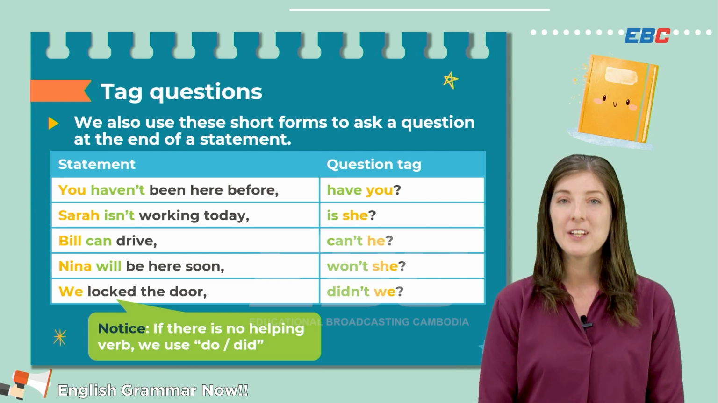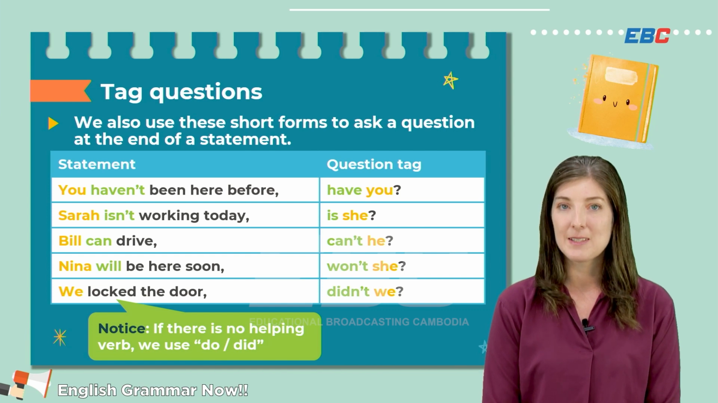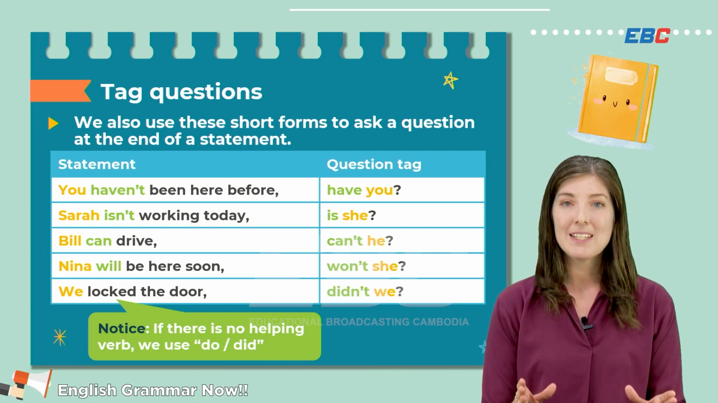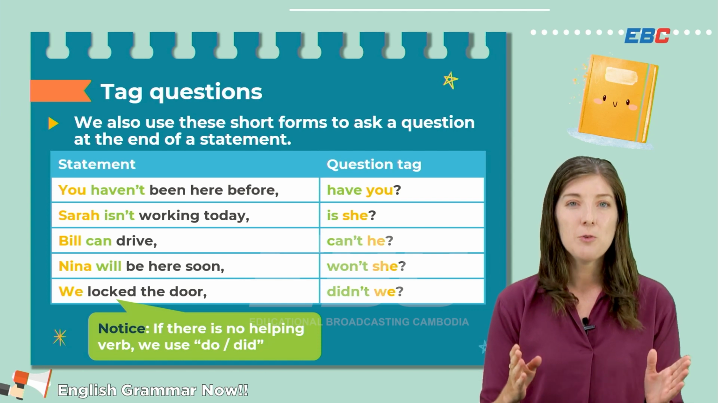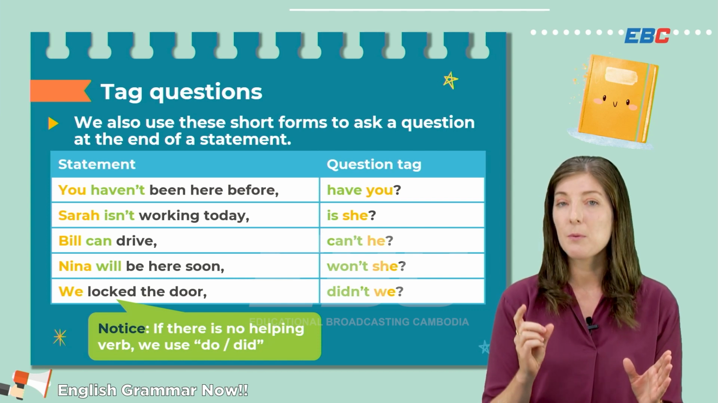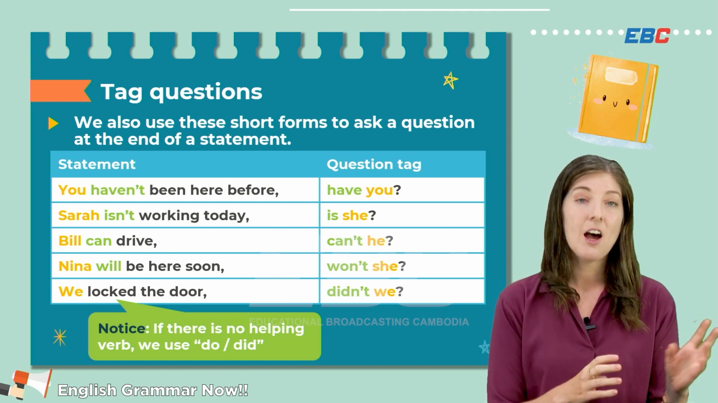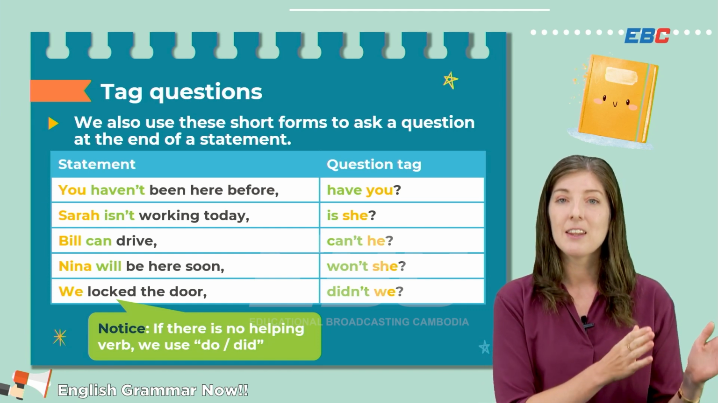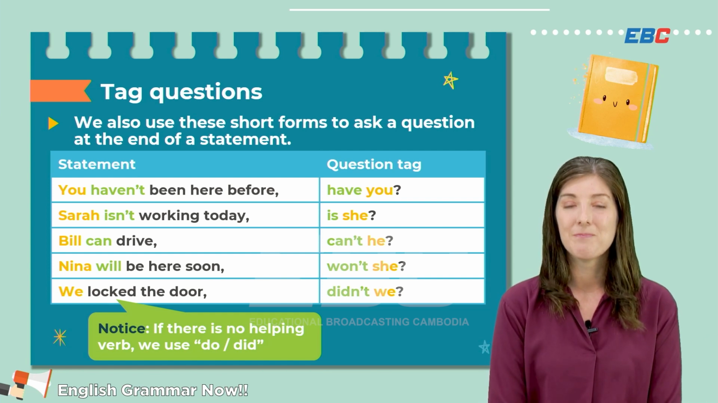One more way that we can use helping verbs is to make something called tag questions. This is where we form a question out of a basic statement. The beginning of a tag question looks like a normal sentence. It begins with a pronoun, then possibly a helping verb and a main verb, and then other information. Then we have a comma, and the last part is the question. Here's some examples. You haven't been here before, have you?